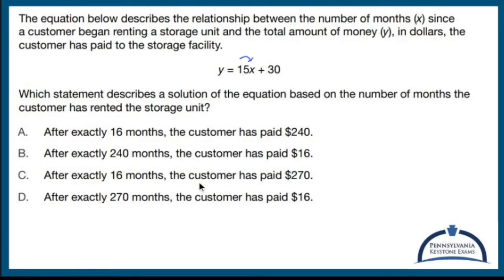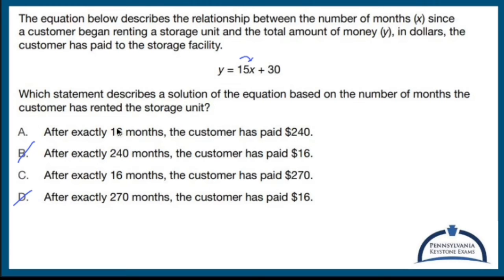So it's giving me some options here where I rent for a certain amount of months and I pay a certain amount of money. Now let's get rid of the ones that are obviously incorrect. Like B. B says after all these years, you only pay $16 for a storage unit? No way. No. After all these years, you only paid $6. No. So B and D definitely don't make sense.